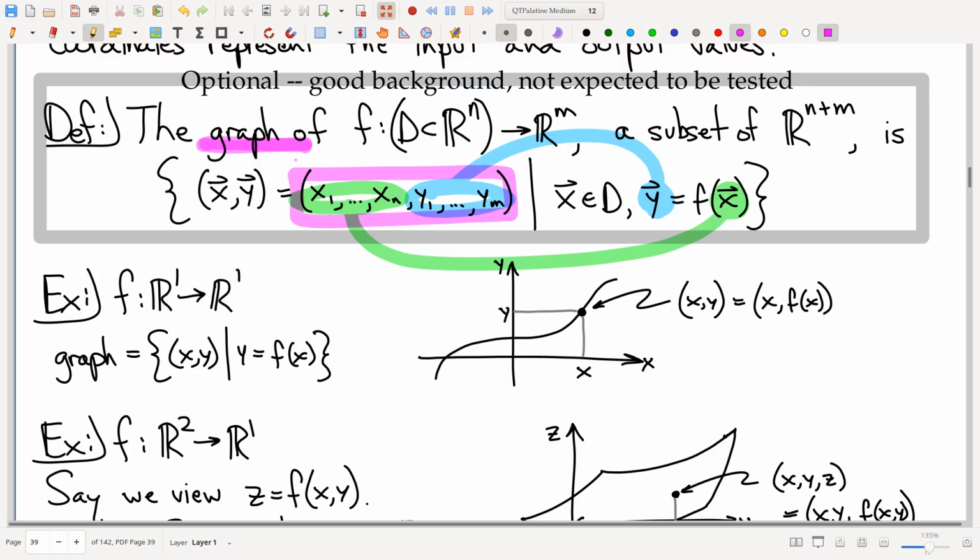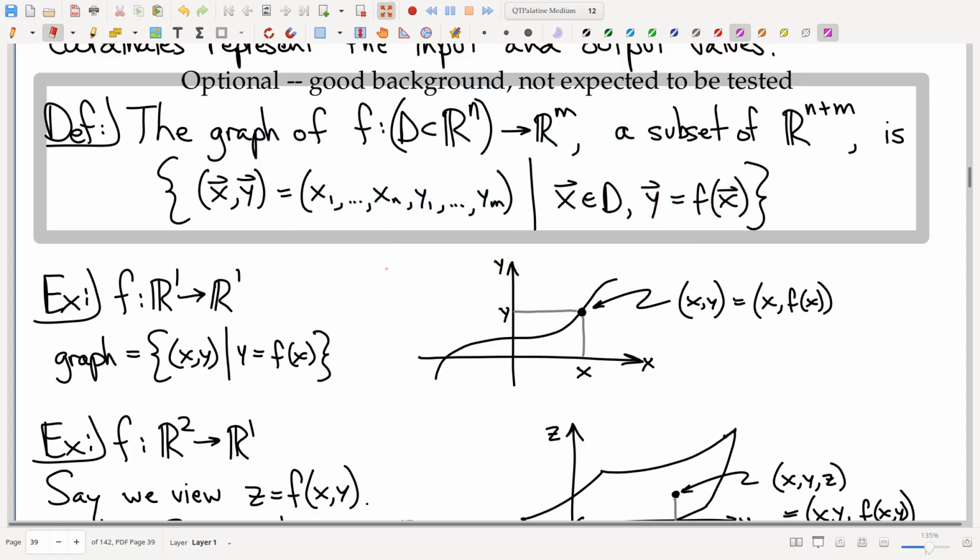Right? You take all the coordinates, the input coordinates and the output coordinates, and you use that to make points that have multiple coordinates, the first few of which being input coordinates, the last few of which being output coordinates. So a little bit of a weird construction, but very familiar, I'm sure you'll agree.